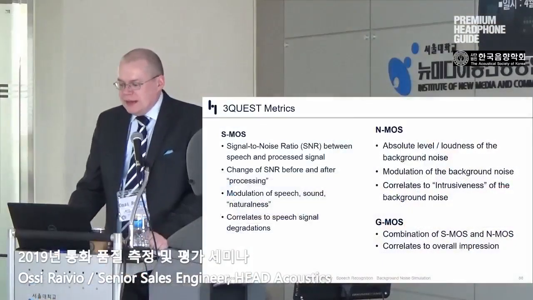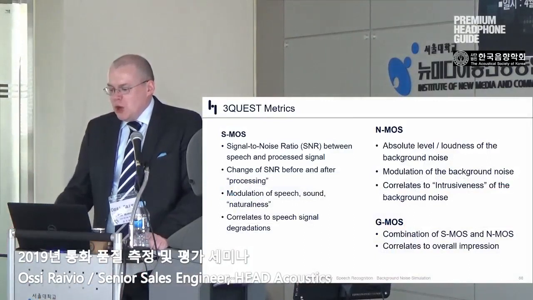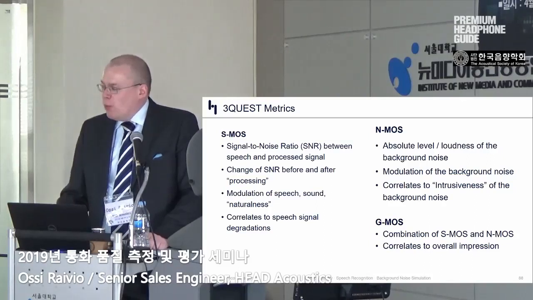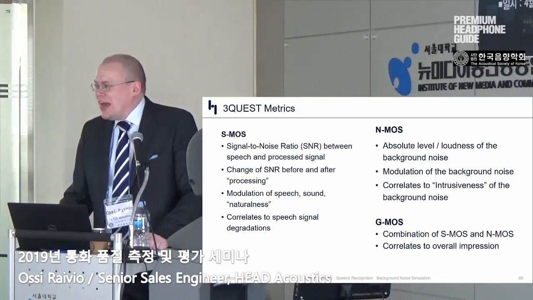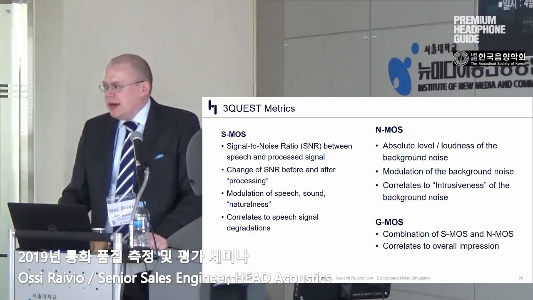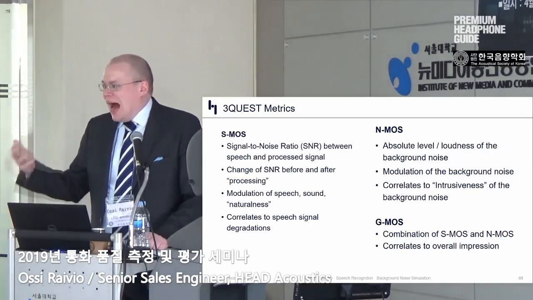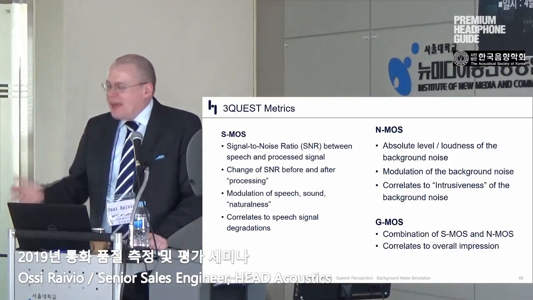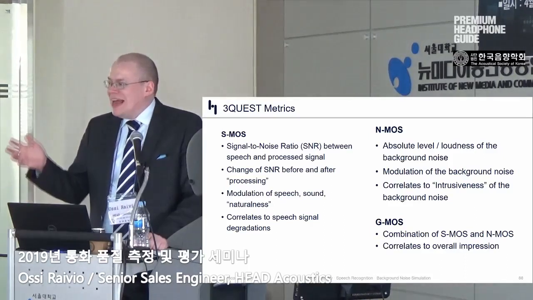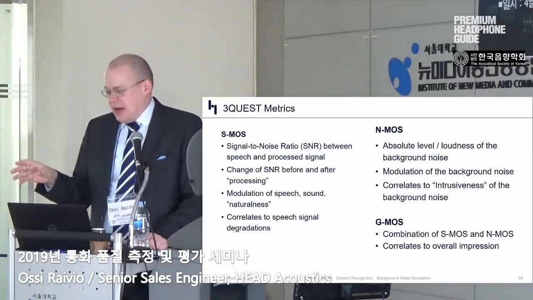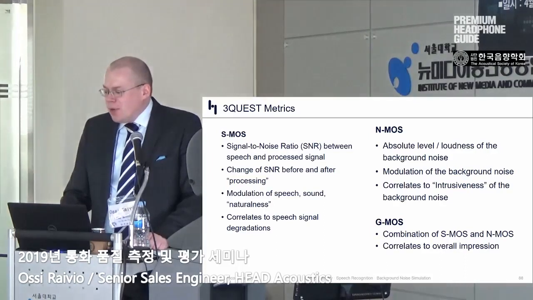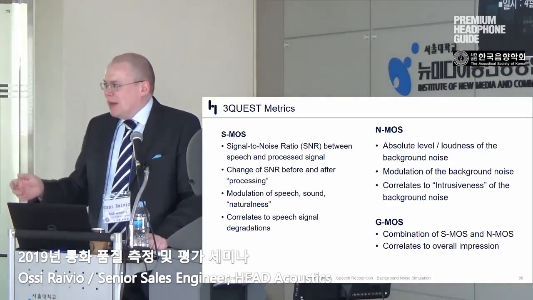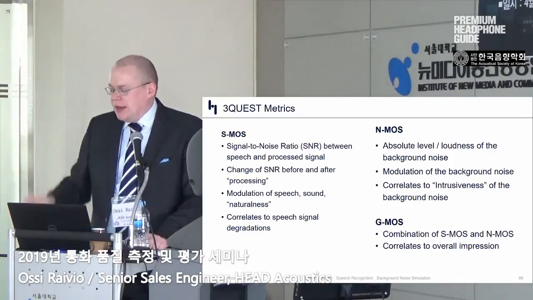In a bit more detail, the SMOS, NMOS, and GMOS. For SMOS, we are looking at the signal-to-noise ratio between the speech and the processed signal. We are looking into whether there is any modulation in the speech. It looks into the naturalness, how original the speech looks. The SMOS is very closely correlated to any degradation in the speech area alone. The NMOS is mainly looking at the level of the background noise, how loud it is, but also whether there is any modulation happening in the background noise.